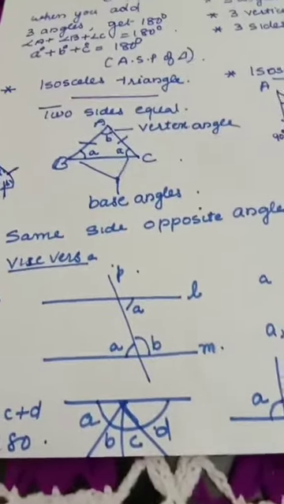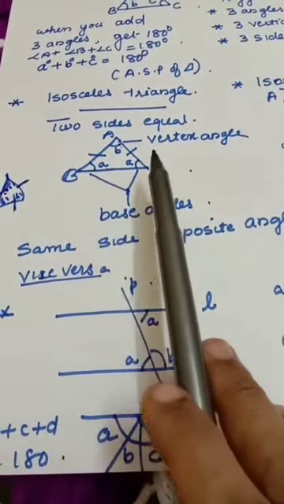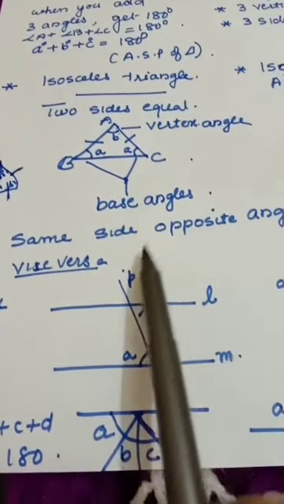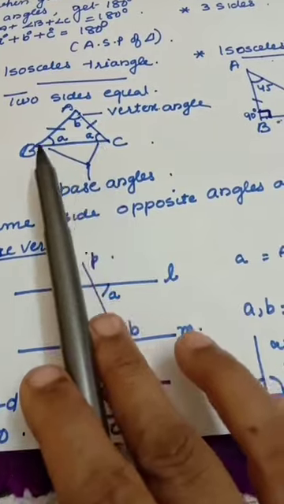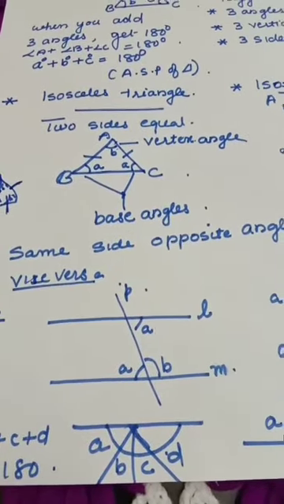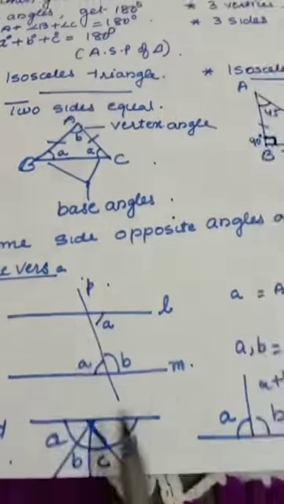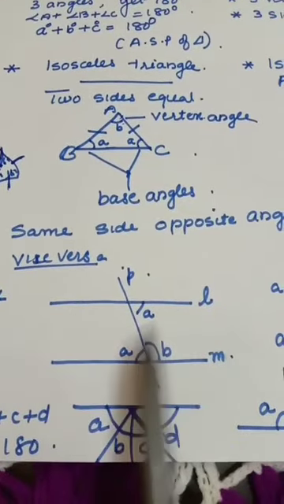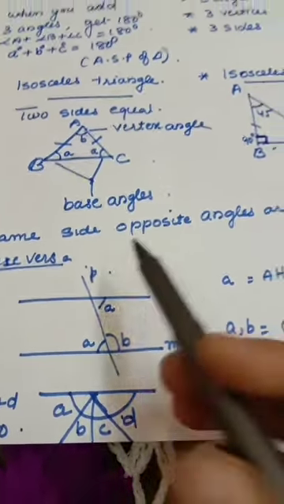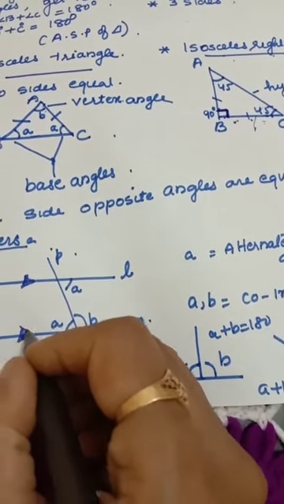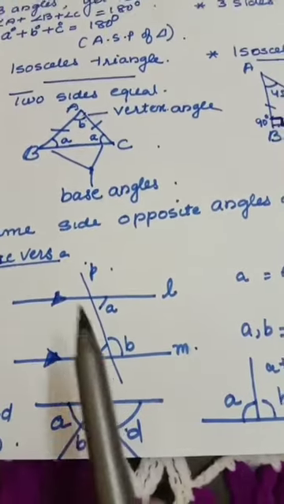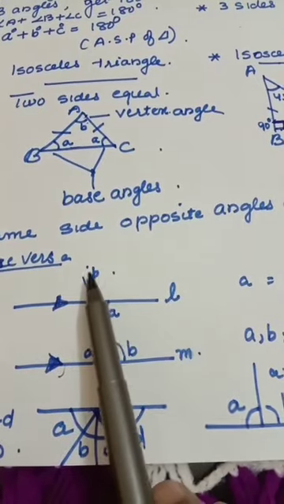Now, I told you same side opposite angles are also equal. And equal angles opposite sides also equal. That is the rule. Now coming to parallel lines. Two lines are parallel notation. Sometimes you see a notation like that, meaning these two lines are parallel. Parallel lines cut by a line.